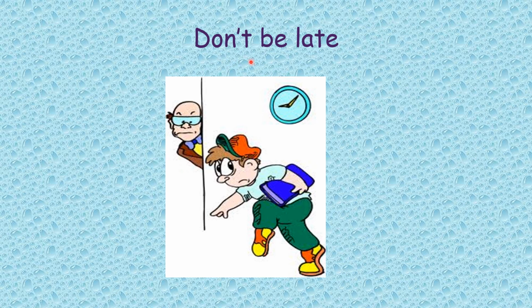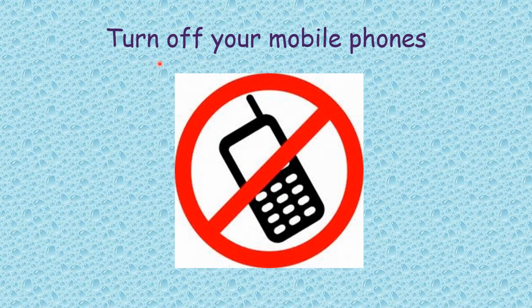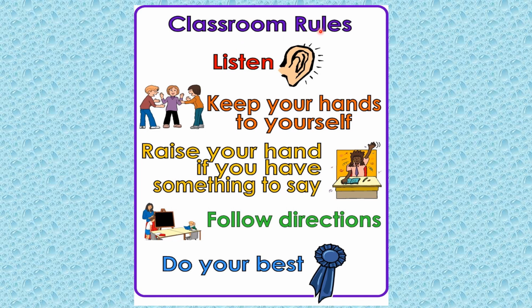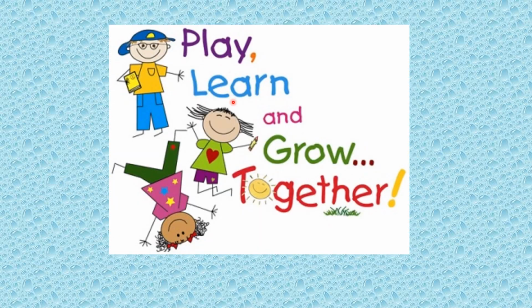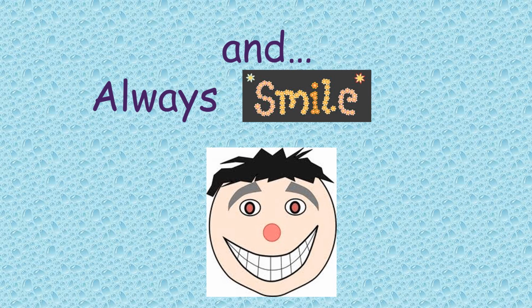Don't be late. This is another negative imperative. Turn off your mobile phones. Turn off is the imperative verb. The classroom rules. Listen. Keep your hands to yourself. Raise your hand if you have something to say. Follow directions. Do your best. Treat others with kindness. Play, learn, and grow together. And always smile.